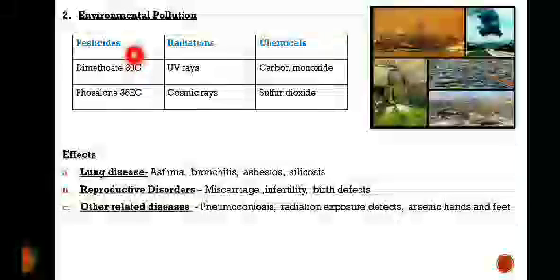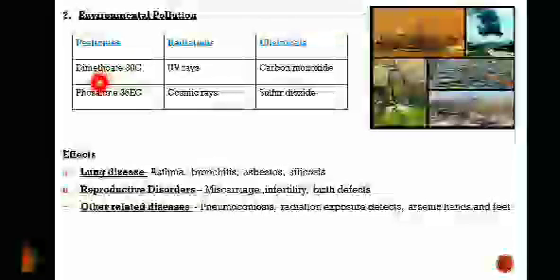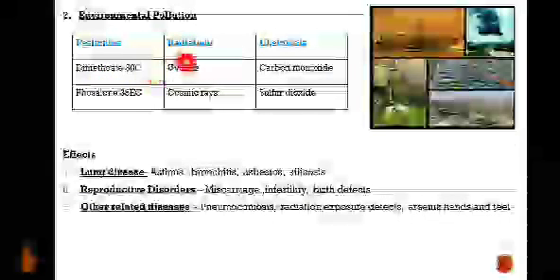In this table it is shown that the radiation is caused by using these pesticides and their chemicals. As we know, pesticides are chemicals which can be used by man to prevent pests. Here are some different pesticides which are used, and their radiation and chemicals. So the first pesticide is dimethoate 30 concentrate. The radiation caused by it is UV rays, and the chemical produced by it is carbon monoxide.